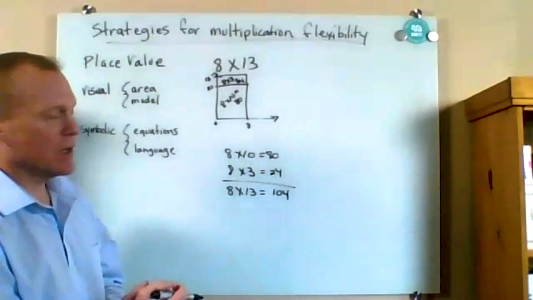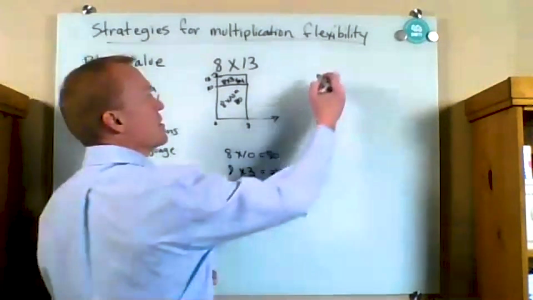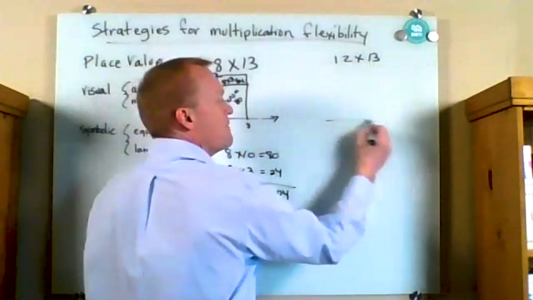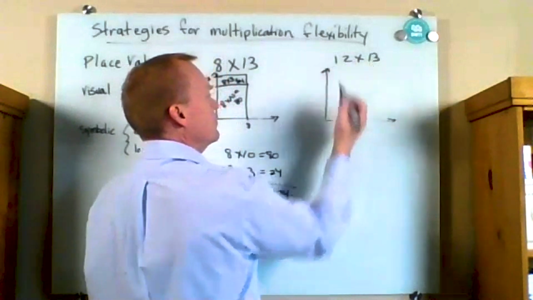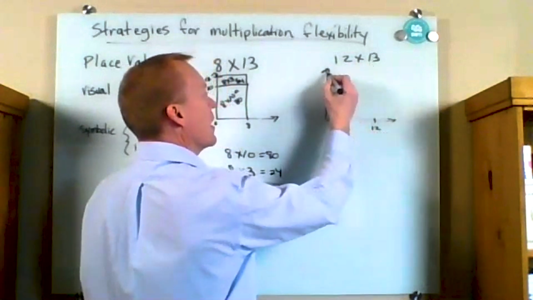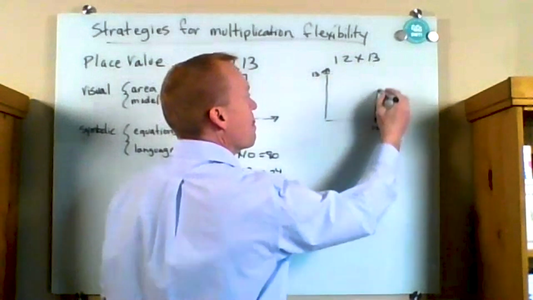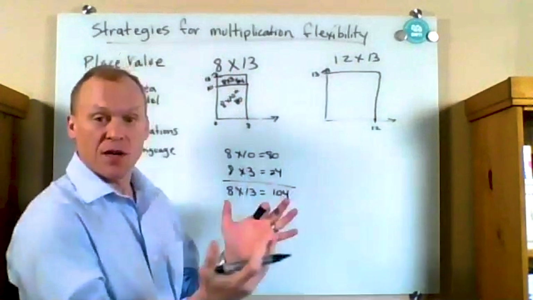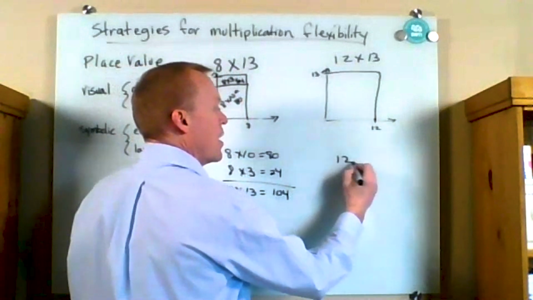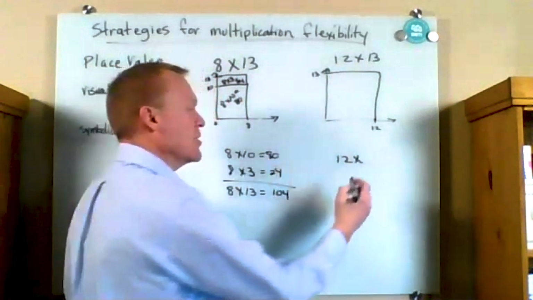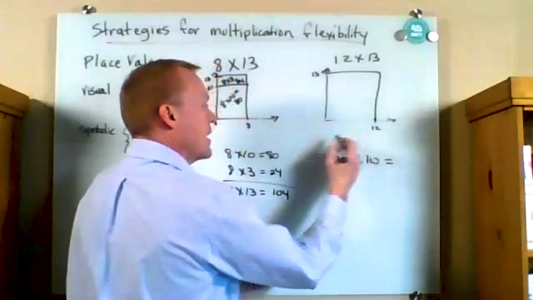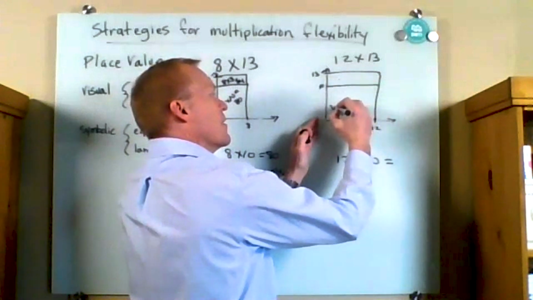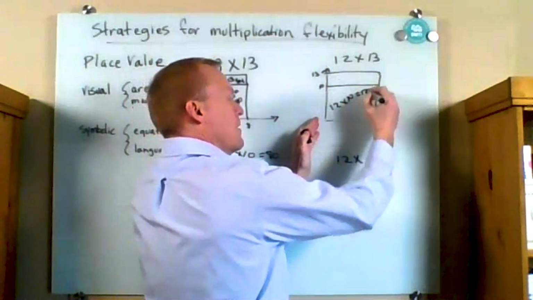Okay, let's do another one where it's a little bit more difficult, where we have a double digit and a double digit. So let's do 12 times 13. Again, we'll have that visual model. Here's 12, and here's 13 for our array. In this case, again, we can start with either number. I'm going to start with 12. 12 times, and I'm going to decompose that 13 again into a 10. So 12 times 10. So I have 12. I'm going to go up to 10. There's my 12 times 10 equals 120.